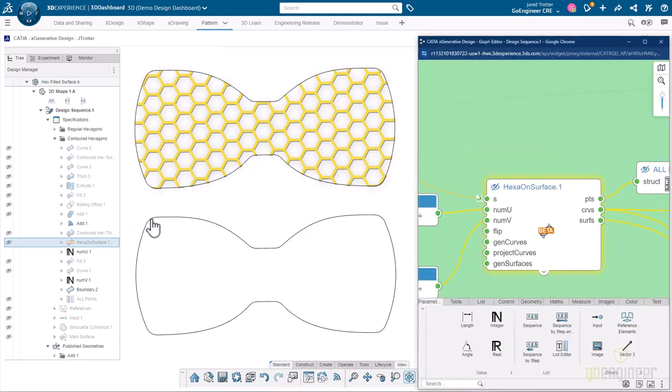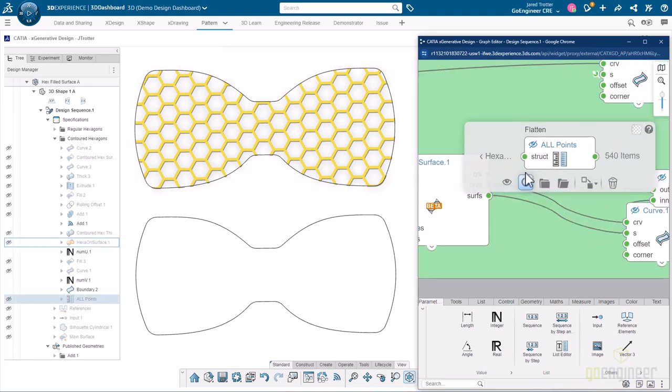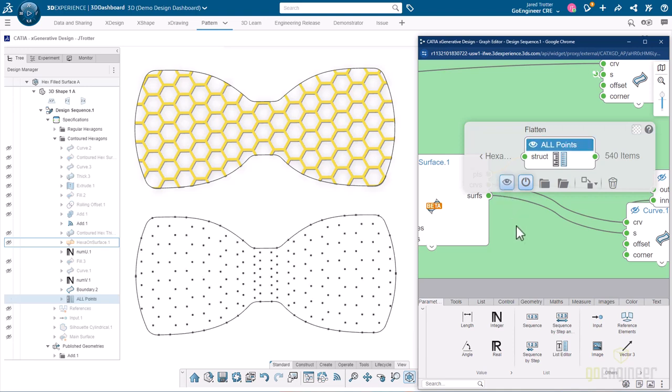The very first node accepts the surface that we want the hexagons to be patterned on. We also have Boolean nodes to calculate the resulting curves and faces. You can see that the points are applied only on this second surface, but they don't look like a regular pattern like we might expect.